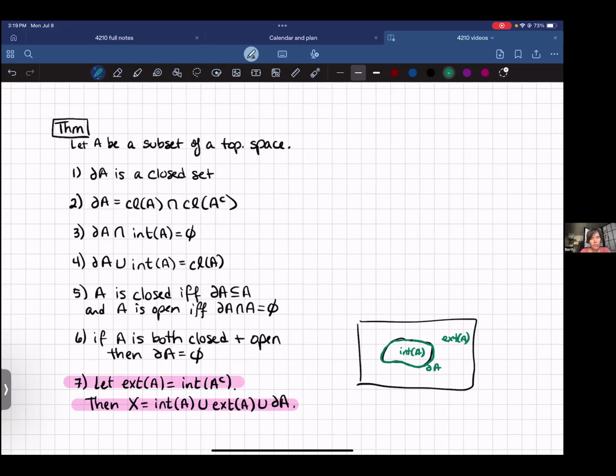So those are just some quick and basic facts about the boundary of A. All of these facts can be useful when you're trying to figure out for a particular space what the boundary is, or if you have a theorem about boundaries, all of these various identities might come in handy.